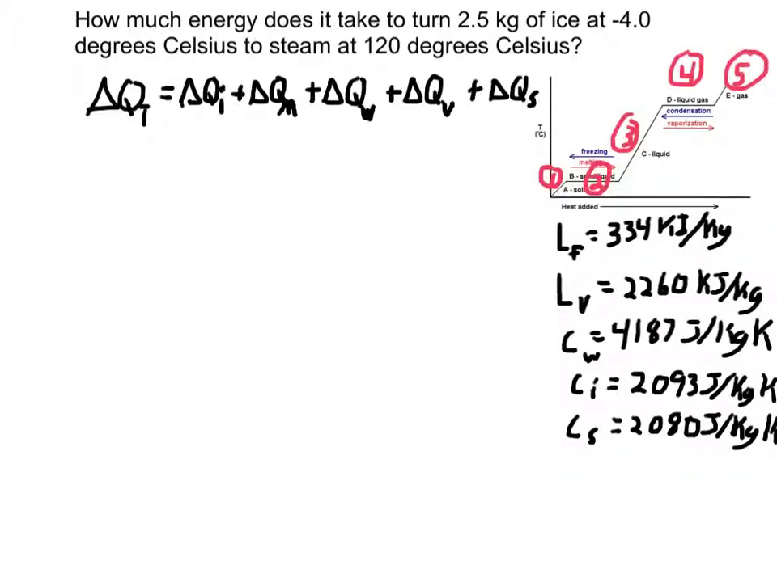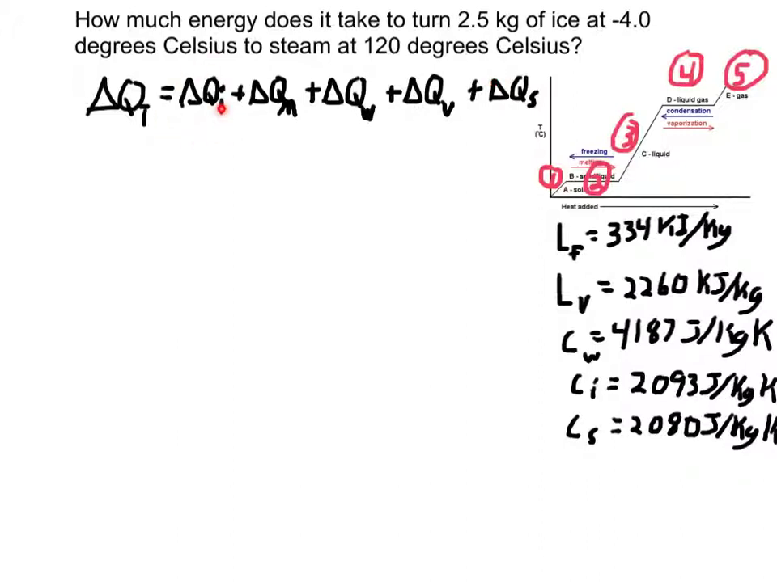So what that means is I've got 5 different spots that I have to add up for my change in thermal energy. Thermal energy total is going to equal the thermal energy needed to raise the temperature of the ice, plus the thermal energy needed to melt the ice into water, plus the thermal energy needed to raise the temperature of the water, plus the thermal energy needed to vaporize it, to convert it from liquid water to steam, and then plus the thermal energy needed to raise the steam all the way from 100 degrees Celsius up to 120 degrees Celsius.